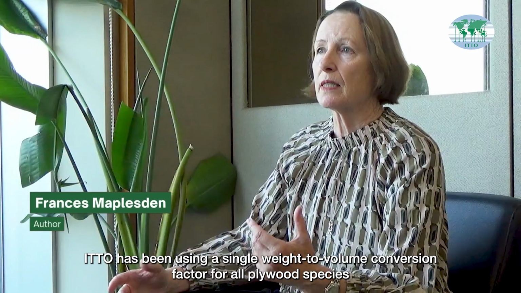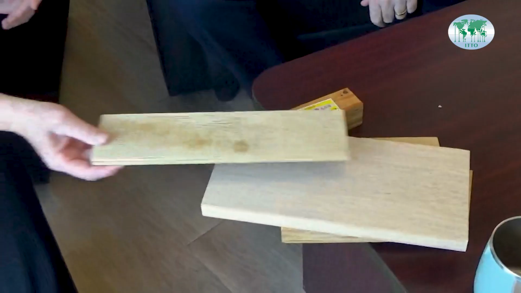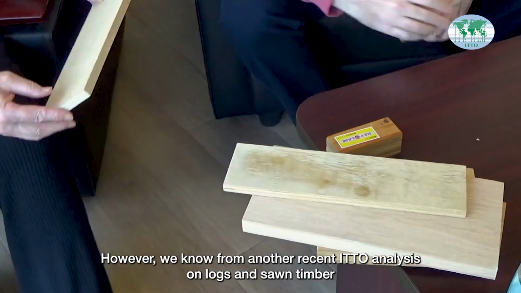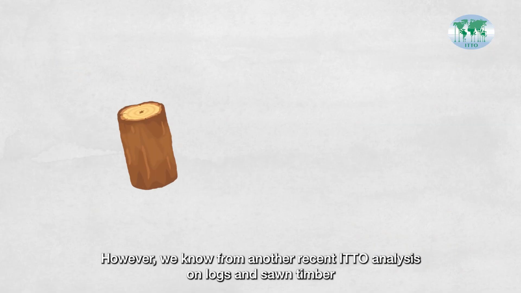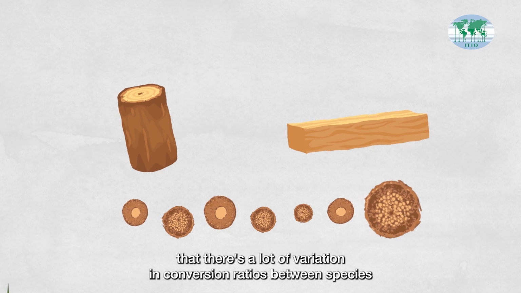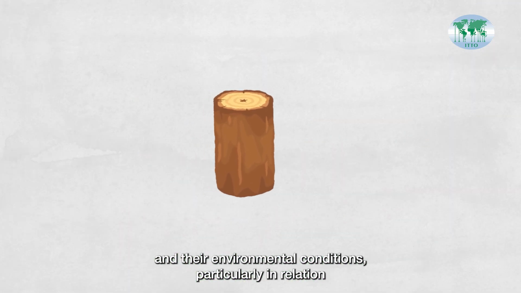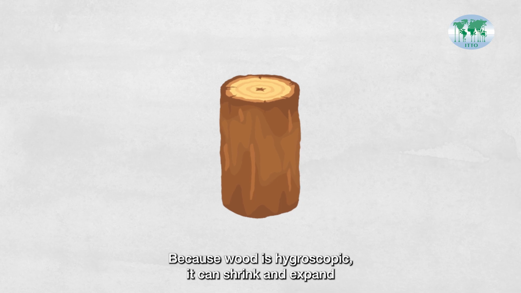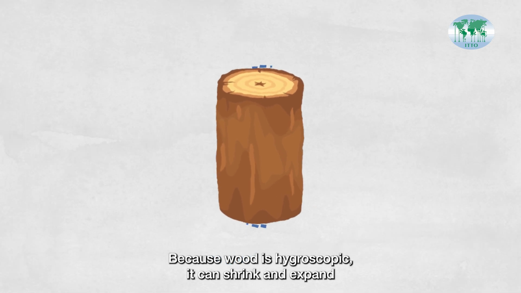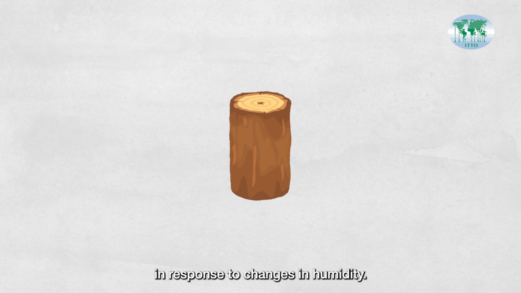ITTO has been using a single weight-to-volume conversion factor for all plywood species since the initiation of its trade database about 30 years ago. However, we know from another recent ITTO analysis on logs and sawn timber that there's a lot of variation in conversion ratios between species and their environmental conditions, particularly in relation to moisture content, because wood is hygroscopic. It can shrink and expand in response to changes in humidity.